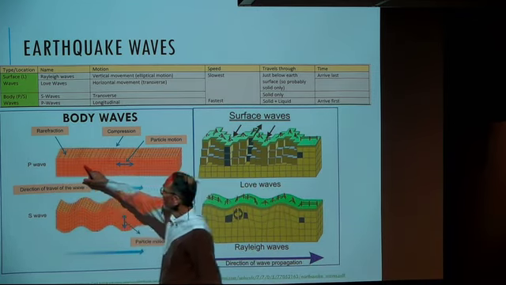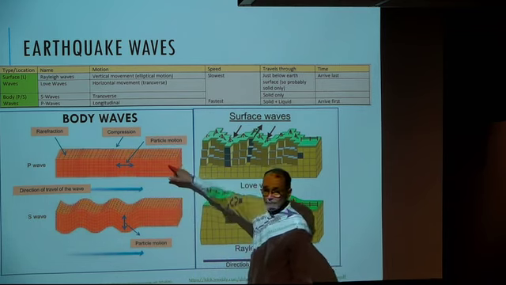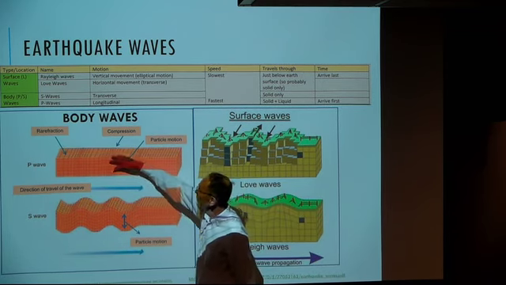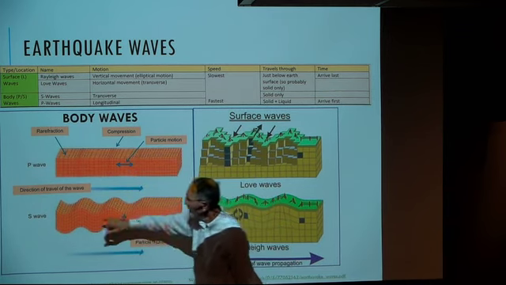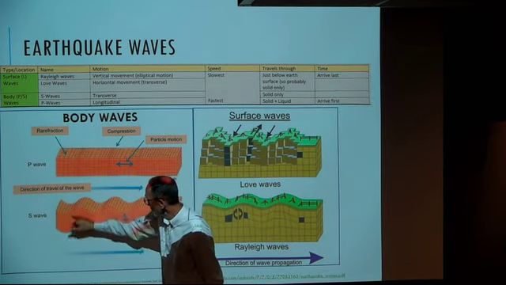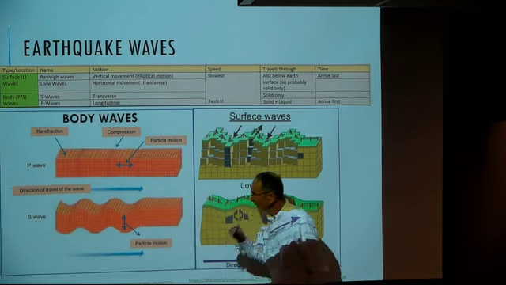Here's that P wave. They're basically showing the slinky here. And they're saying it's a little compressed here and expanded here. So that's the P wave. And then here's the S wave, and it's moving up and down like that.